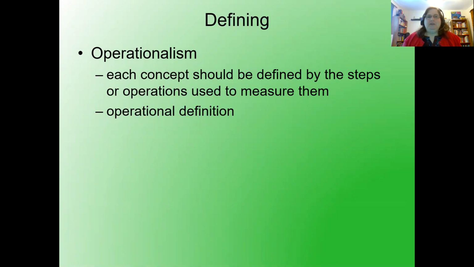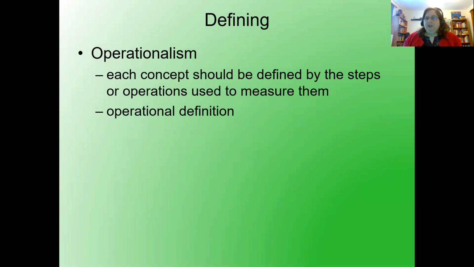Each concept should be defined by the steps or operations used to measure them. In other words, you want an operational definition. So when we talk about something, for example, like aggression, you might be able to break that down into different steps or different operations used to measure them. You might be able to come up with an operational definition. For example, if we were talking about aggression in traffic, you might think of honking of horns, weaving in and out of traffic, maybe cursing at your fellow driver. There's several things I think you can come up with to kind of break that down and understand what it is.